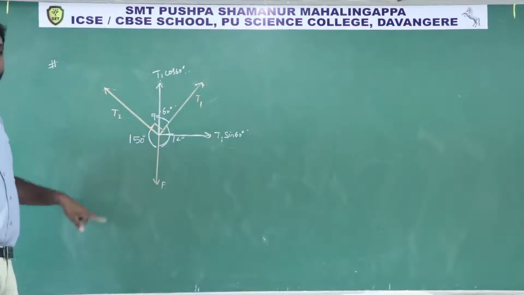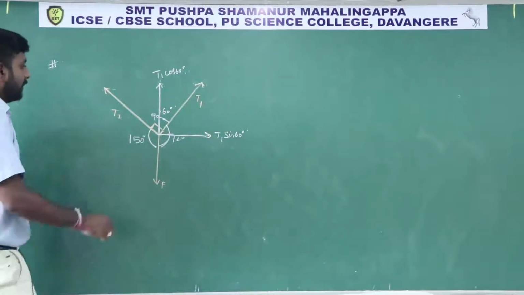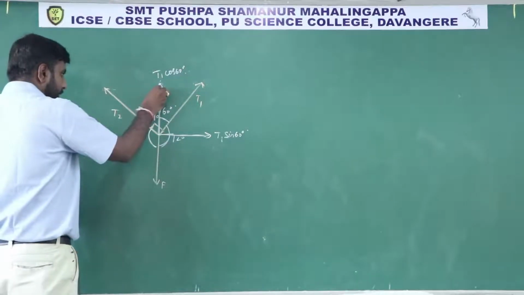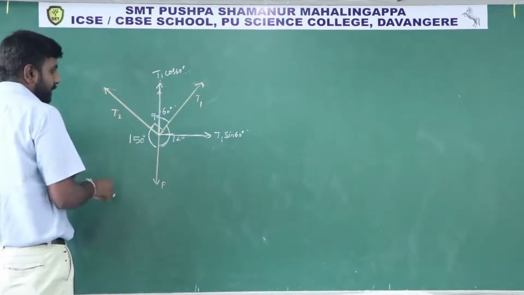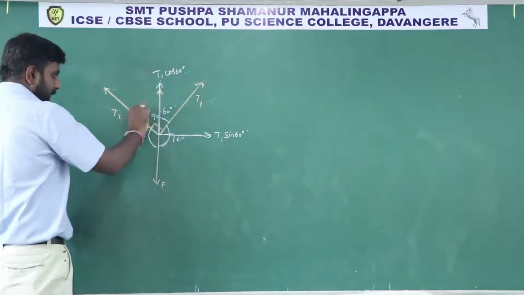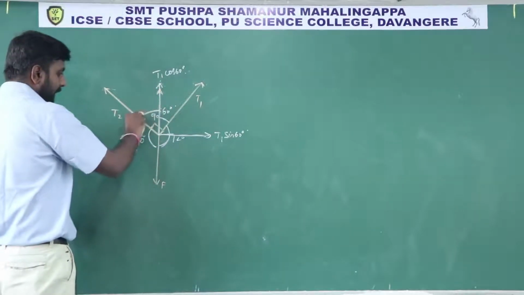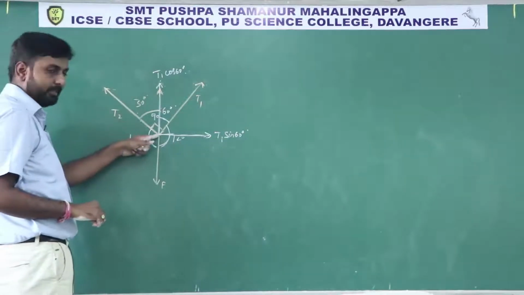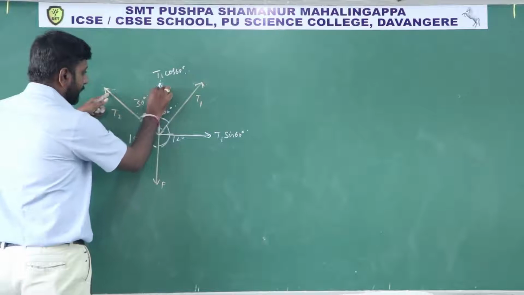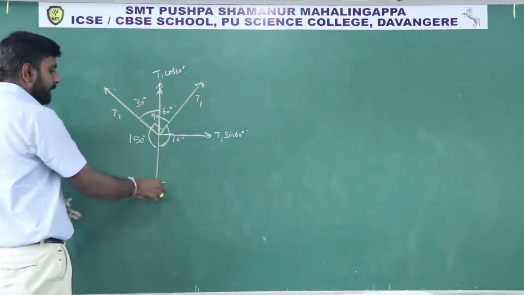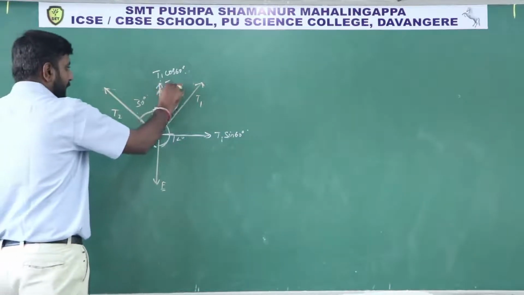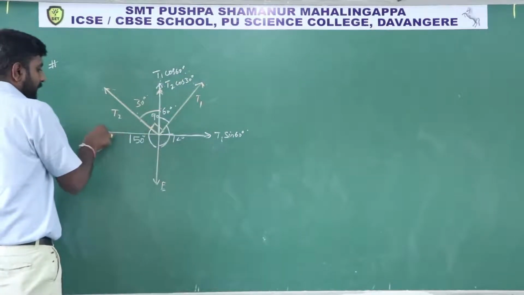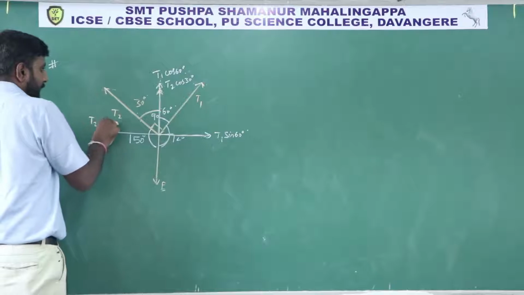Then another vector is there. That vector also we have to resolve. So T2 has one component in this direction. If you see the angle between these two vectors, this is 150, so this angle will definitely be 30 degrees. That means the T2 tension force is in this direction. One component I am selecting exactly opposite to F. Then that will become T2 cos 30, and another component in this direction will become T2 sin 30.